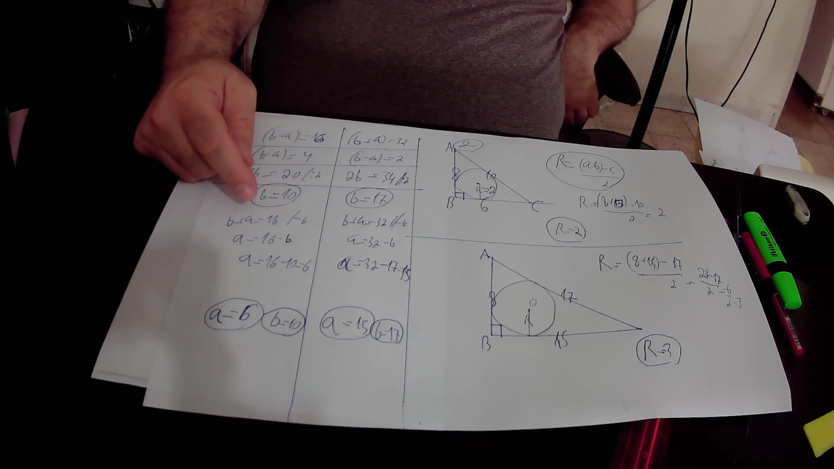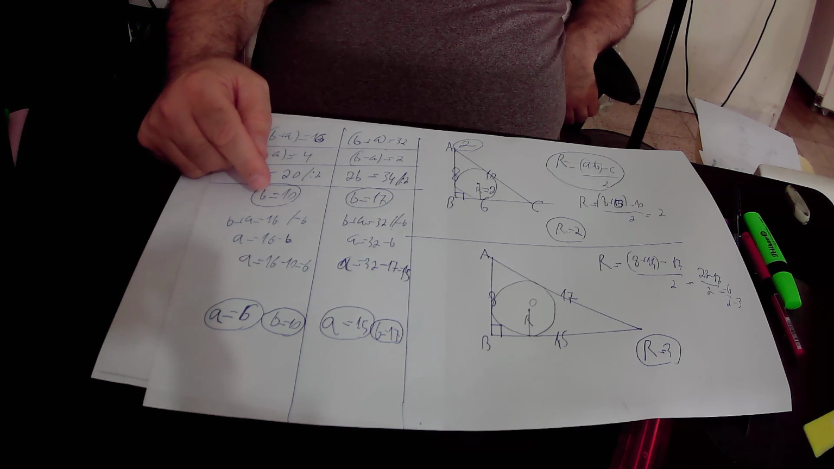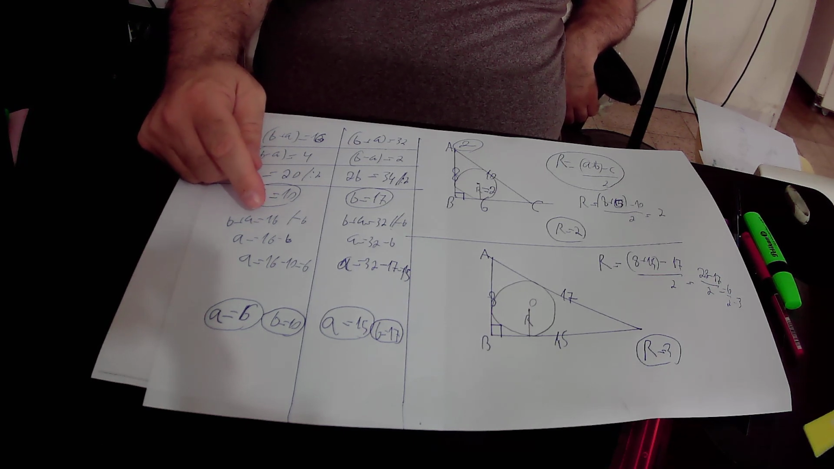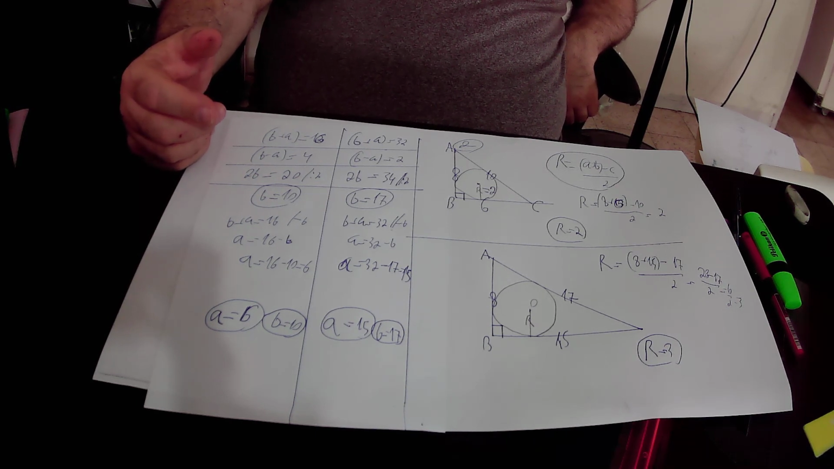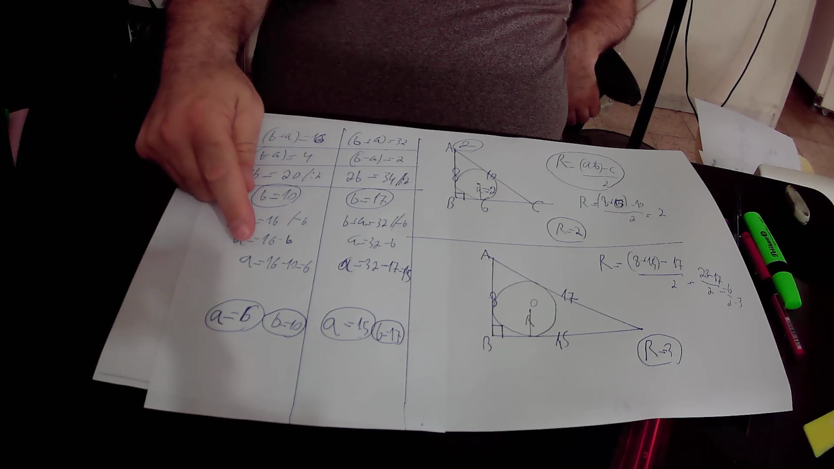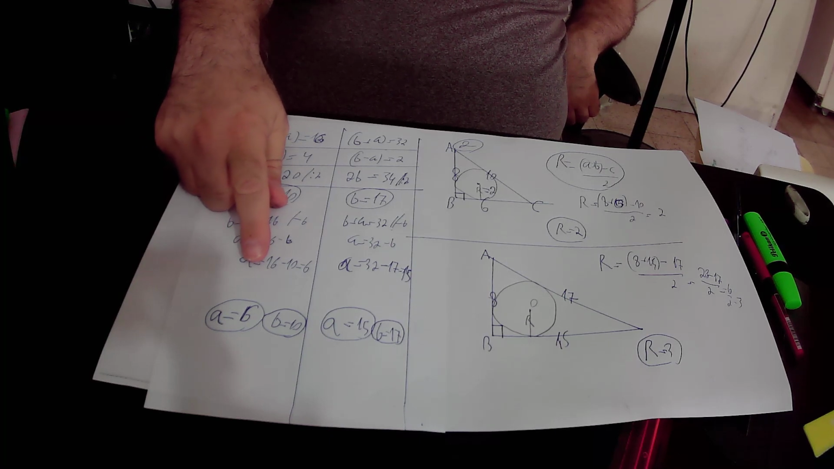So a equals 16 minus b, that is 10, so 16 minus 10 is 6. So in conclusion, we found that according to the first solution, the perpendicular a equals 6 units and the hypotenuse b equals 10 units.